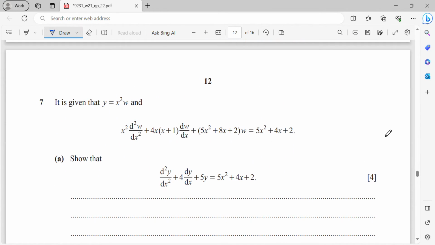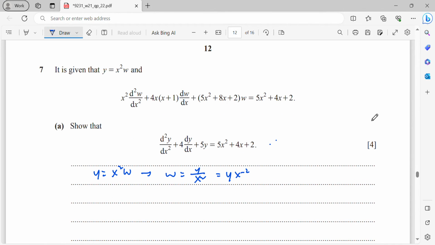Now, question number 7. Given that y equals to x squared w, and the form, okay, so now we need to integrate. Now we need to show this differentiation. So what we do is y equals to x squared w. Therefore, w is y over x squared because there's no more w. And then this is y x power negative 2. Now, your dw over dx, right, I need to differentiate this.